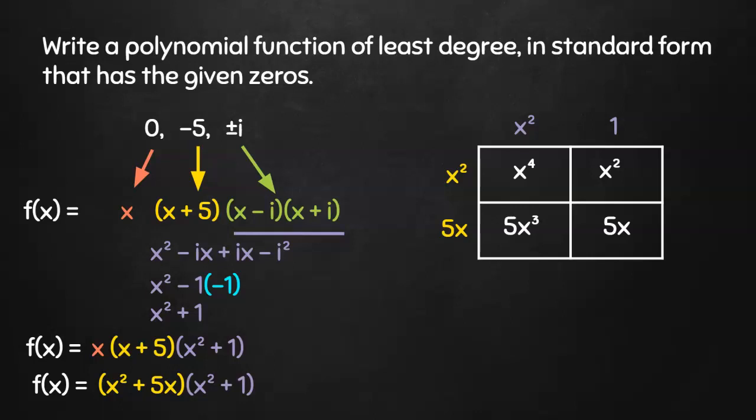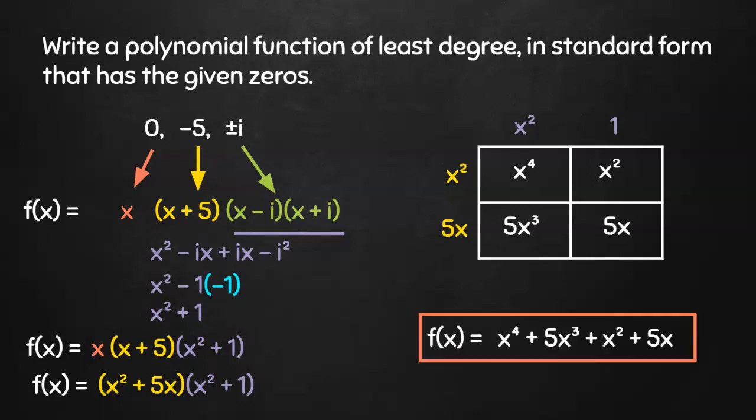What I will get as my final answer for my polynomial function in standard form is x to the 4th plus 5x cubed plus x squared, and then plus 5x.